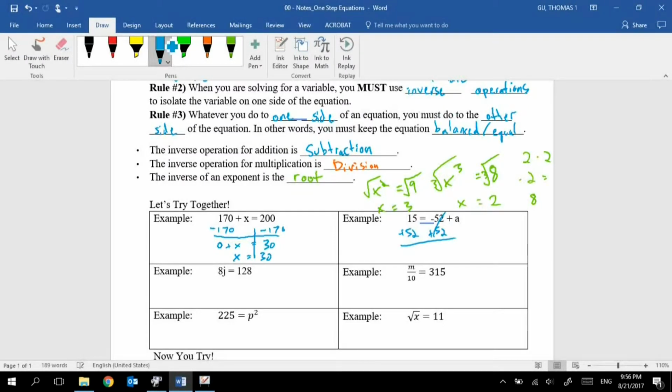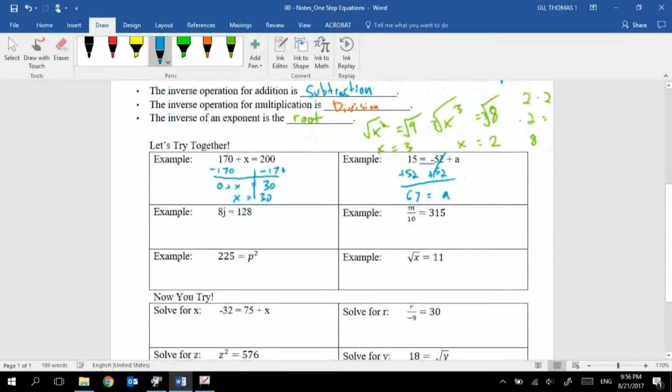But wait, boom, that one's gone. And 52 plus 15 is 67. 67 equals a. There you go. That's number 2. Number 3. Let's go straight to it.